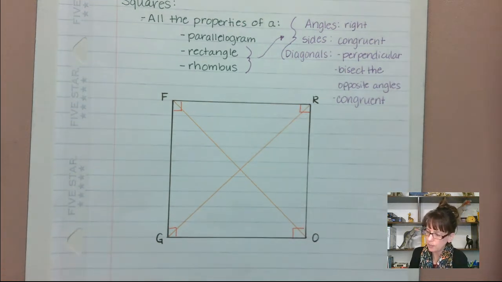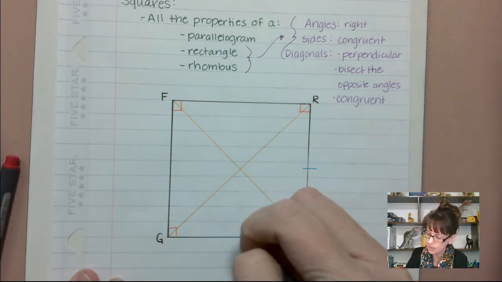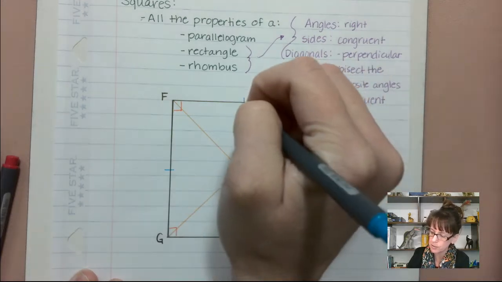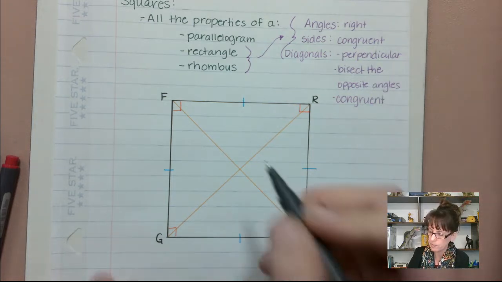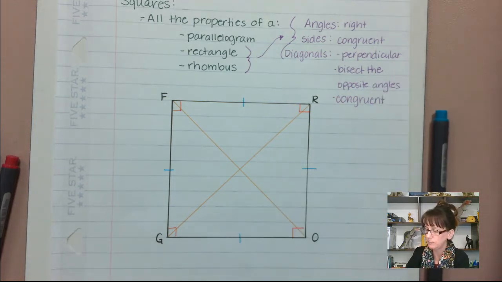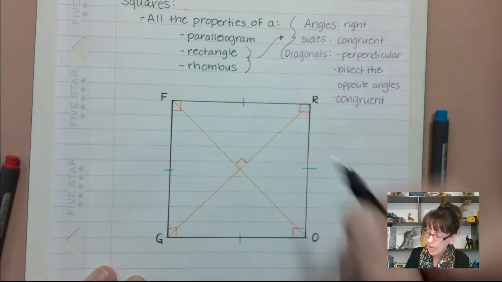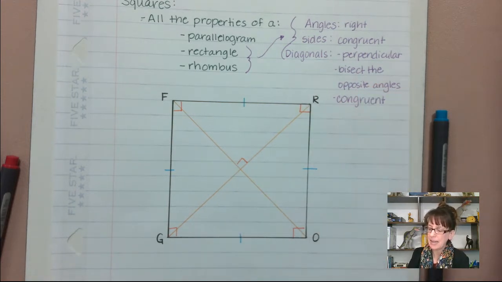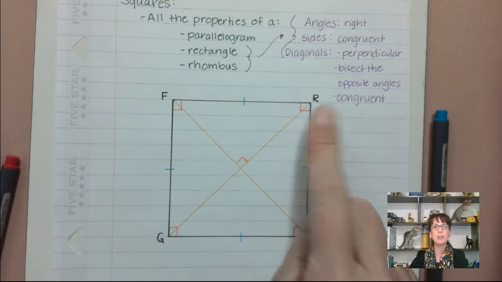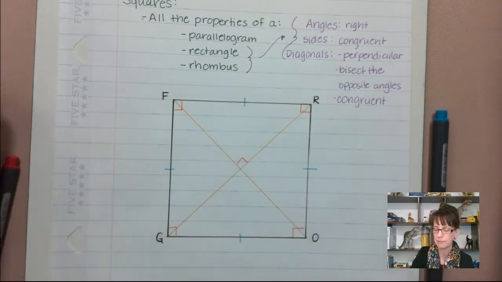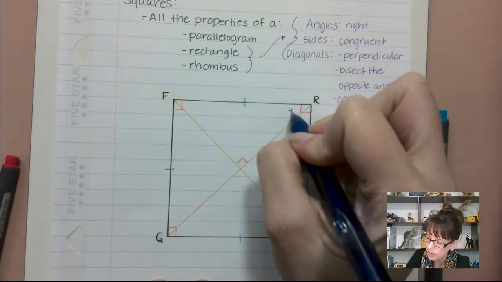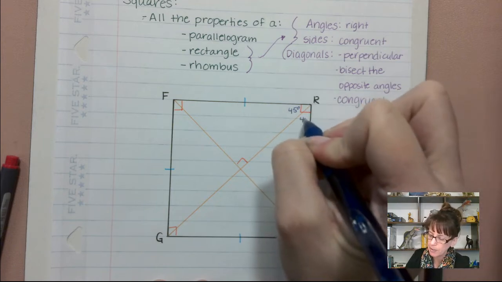Okay, and so then we know the sides are also congruent. So this is going to match this, which is going to match this, which is going to match this. The diagonals are perpendicular, so that's important because that also tells us that we have a right angle. And they bisect the opposite angles, which means these right angles right here are bisected. Bisected just means cut in half, so these 90-degree angles here are cut in half to be 45-degree angles all the way around here. 45 here, 45 here.